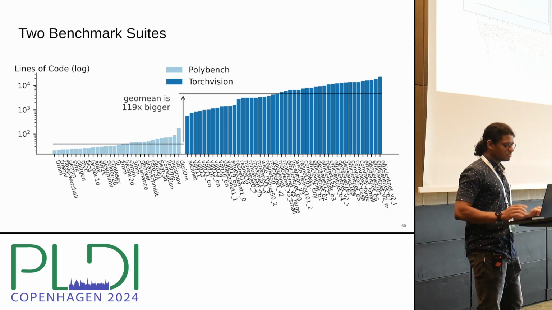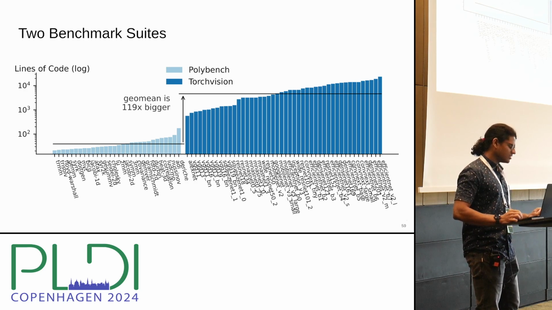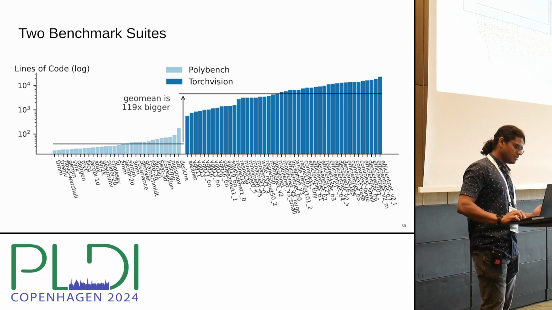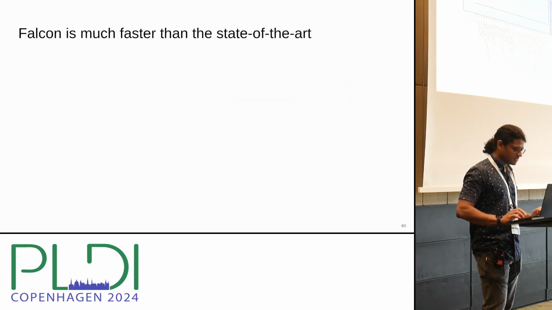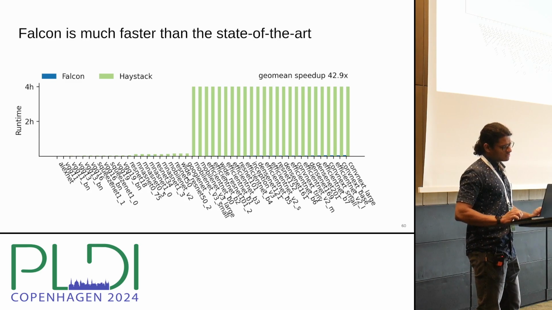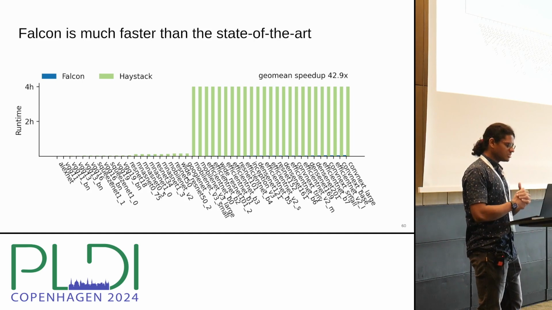So we made a new benchmark consisting of convolutional neural networks, standard ones like AlexNet and ResNet and many others. These neural networks are much bigger than the single kernel benchmarks, and being fast on them requires different optimizations. We saw that the previous state of the art, Haystack, is actually really slow on many of these huge networks.